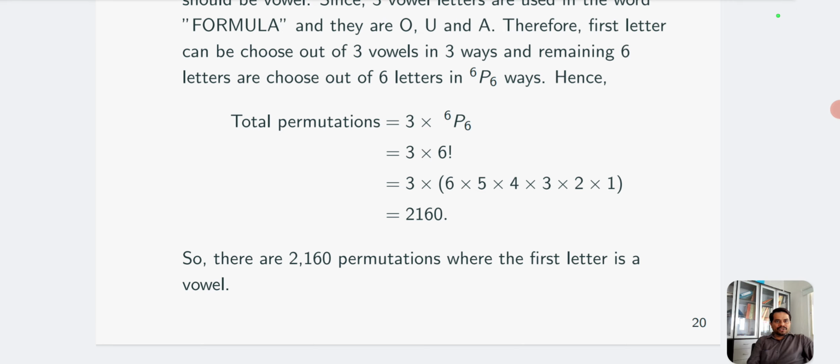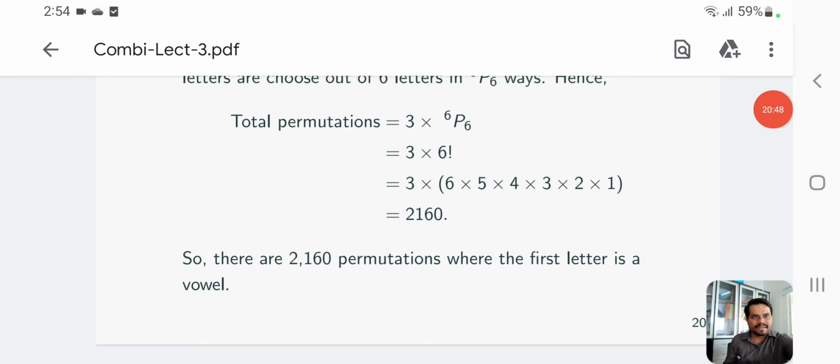I think you can understand this very well. This is all about how you can apply the result of permutation. We will stop here, and in the next lecture we will see some more examples on permutation.